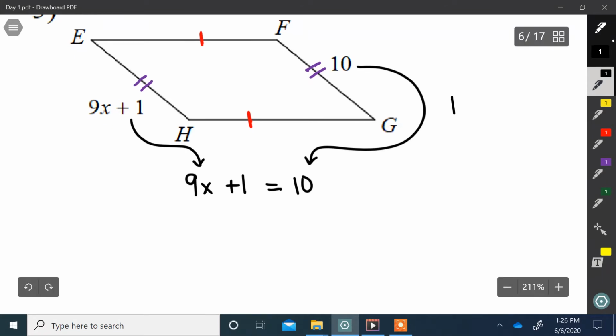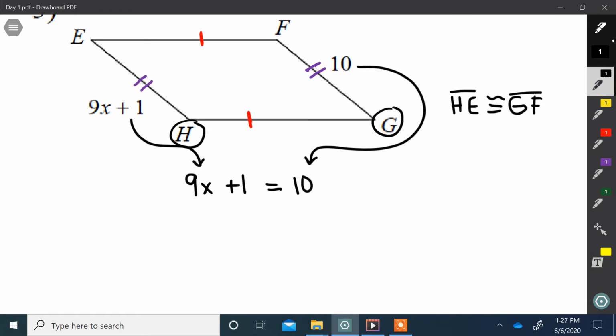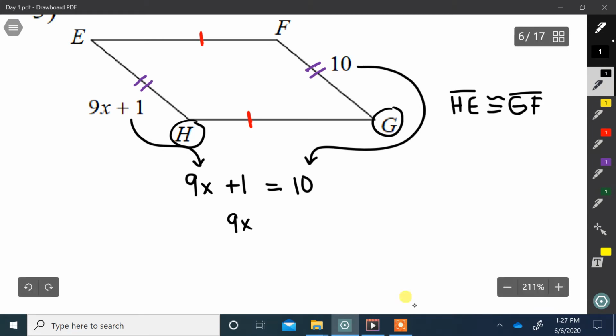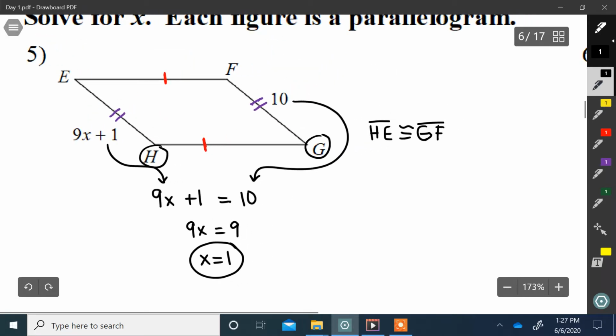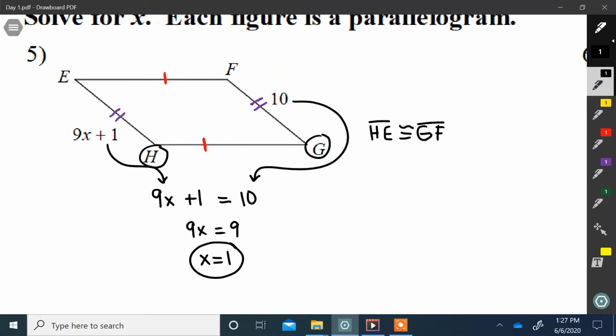If you want to write it, you will write it like this. Segment HA is congruent to, if I started with H, I have to start with G now, GF. Those two are congruent to each other. Now I'm going to go ahead and solve. Subtract 1 on both sides, you get 9x is equal to 9, so x is equal to 1 as your final answer. Let's go ahead and go to problem 6.